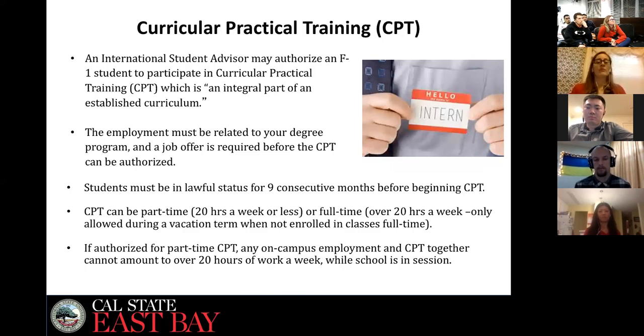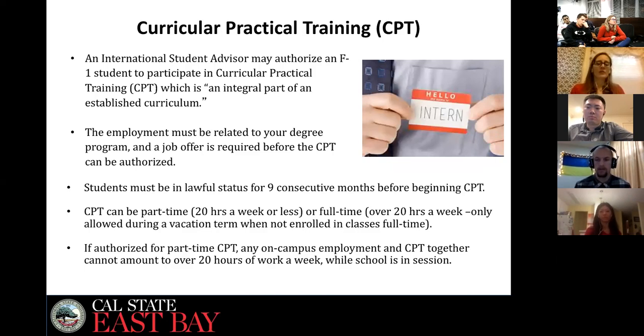And you have to have been in the United States for at least 9 months before beginning. So most people would do CPT the second year of their program or later for undergraduates. It can be part-time, up to 20 hours a week or less, or it can be full-time over vacation terms. So for example, in the summer, you could have a full-time CPT placement.